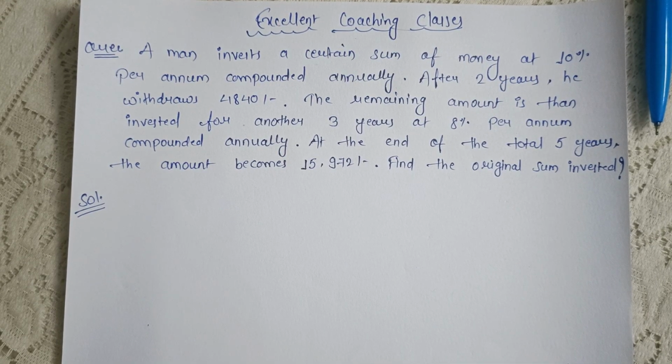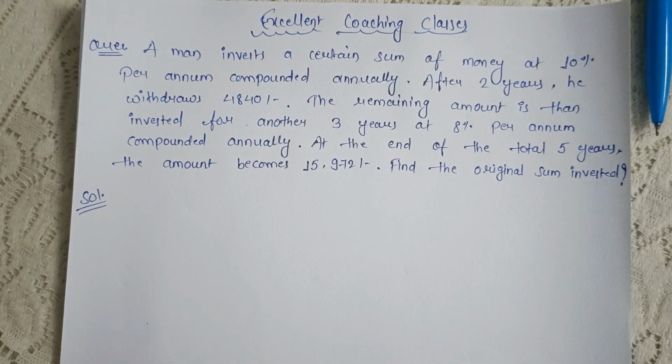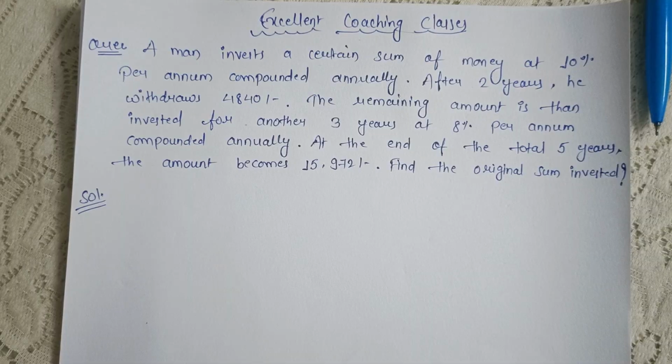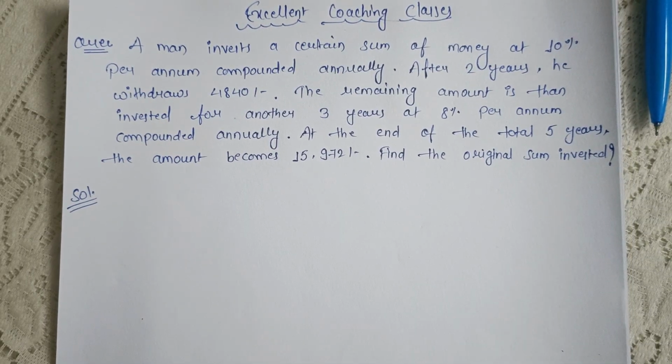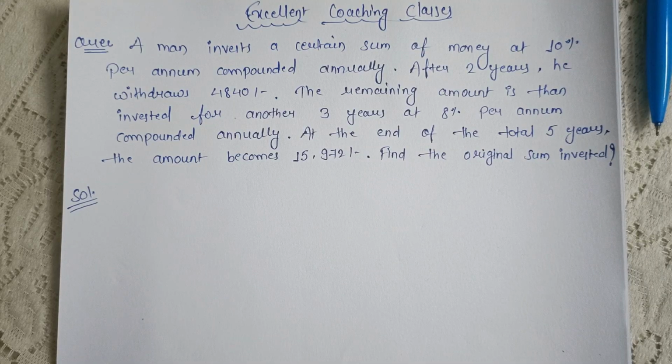Firstly, we have to understand the question. A man invests a certain sum of money at 10% per annum compounded annually. Here we have a question in two parts. In the first 2 years, the man invests money at 10% per annum, and in the second part at 8% per annum for 3 years. Here we have to find the original sum he invested at the starting, which means we have to find out the principal.